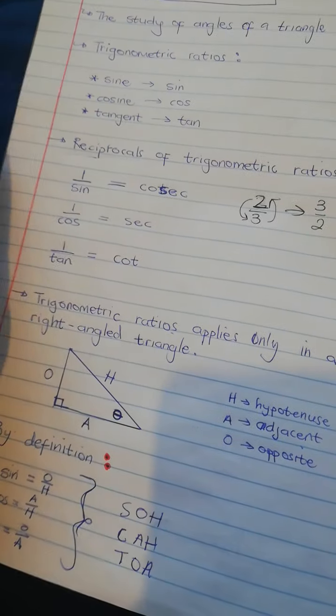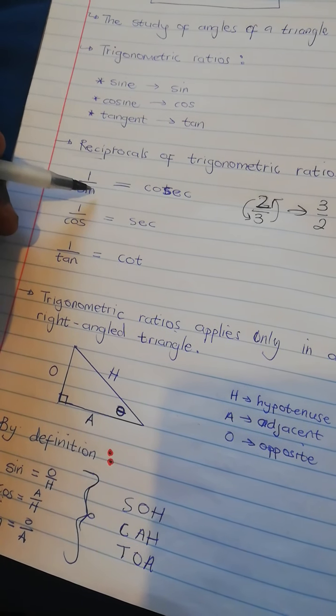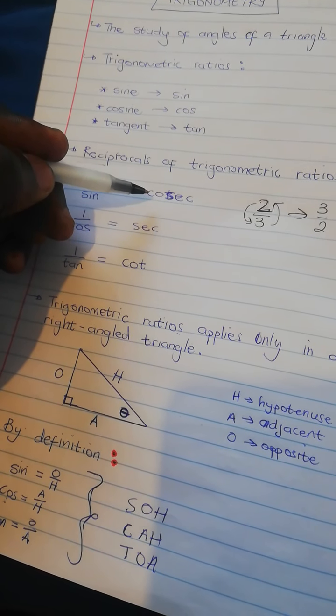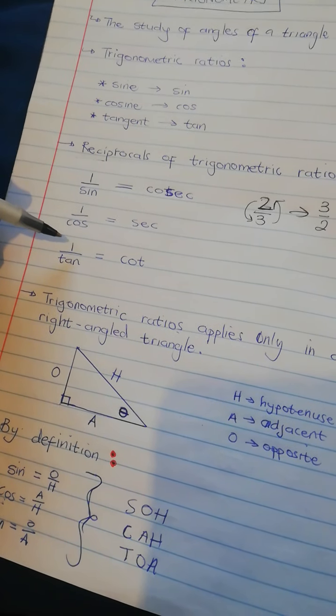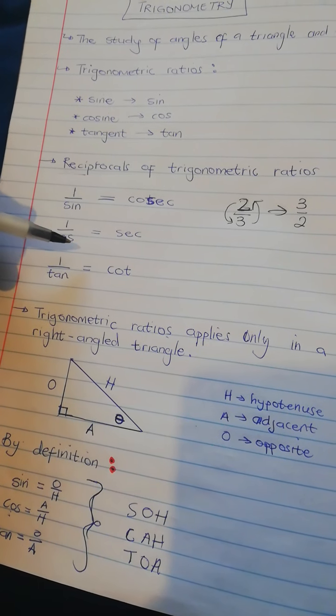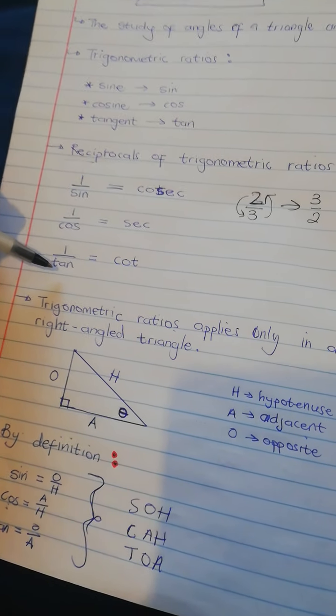So the reciprocal of sine would be 1 over sine, which is going to be cosec. And then the reciprocal for cos is 1 over cos, which will be sec. And the reciprocal of tan is 1 over tan, which will be cot.